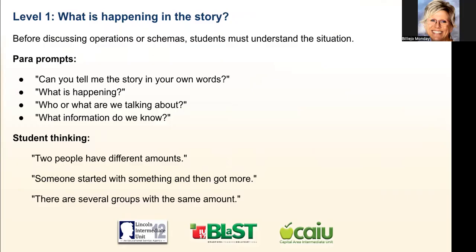So let's think through this as three levels. The first level is really determining what is happening in the story. So before we discuss operations or schemas, we want our students just to be able to understand the situation. So you might be prompting them by asking them, can you tell me what's happening in the story in your own words? Or who or what are we talking about? Or what information do you know? To help our students produce thinking like: two people have different amounts. Someone started with something and then got more. There are several groups with the same amount.